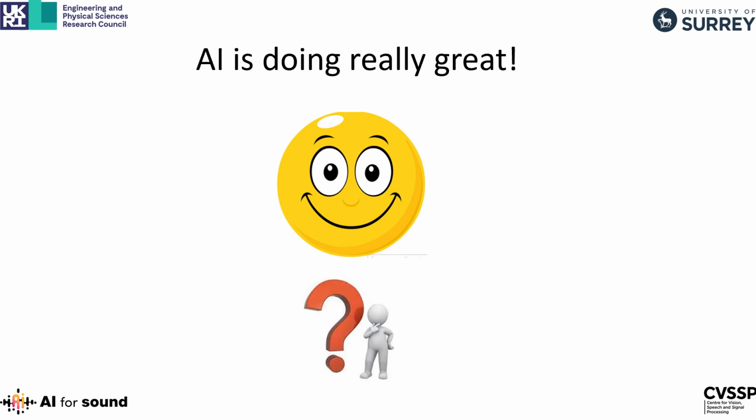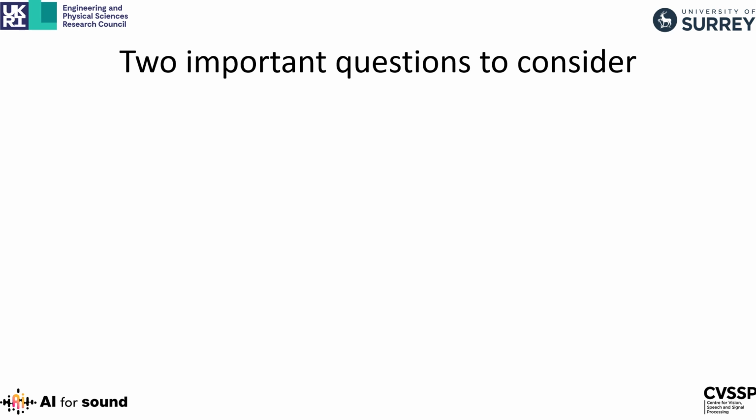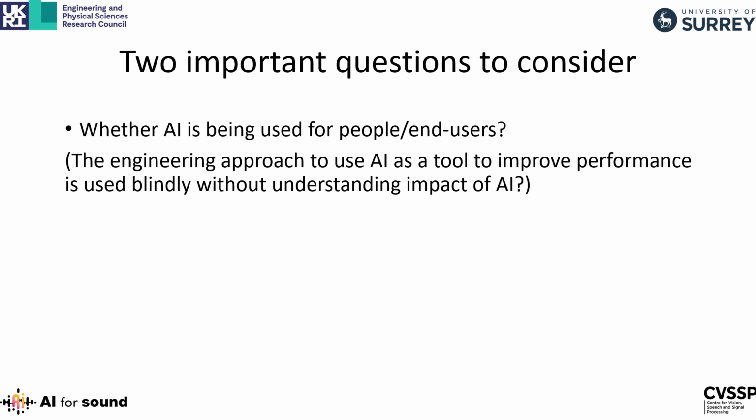But there are very important questions to ask at this point when AI is being used in many applications. In Surrey, we are asking two very important questions. The first question is whether AI is being used for society, for people or end users, whether it really solves the needs of the people. For example, the engineering approach uses AI as a tool to improve performance, but is it used blindly without understanding the impact of AI or its usefulness?